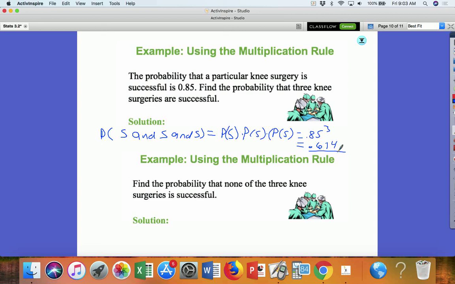Okay. All right. So the next one, find the probability that none are successful. So we want the first surgery to be not successful, and the second surgery to be not successful, and the third to be not successful. So what's this probability here? 0.15. So then this is going to be 0.15 times 0.15 times 0.15, or 0.15 cubed. So that's going to be a really small percentage. So that is less than 1%. So we're going to say 0.003.